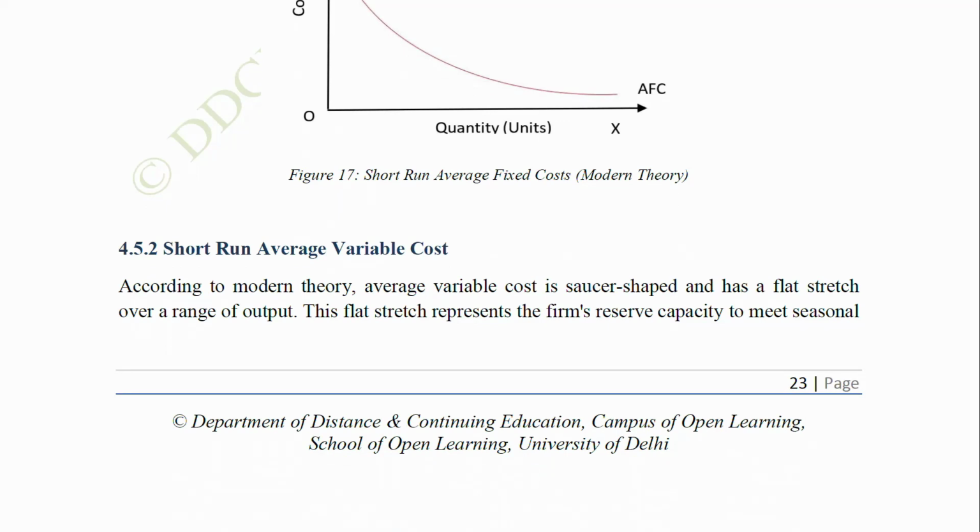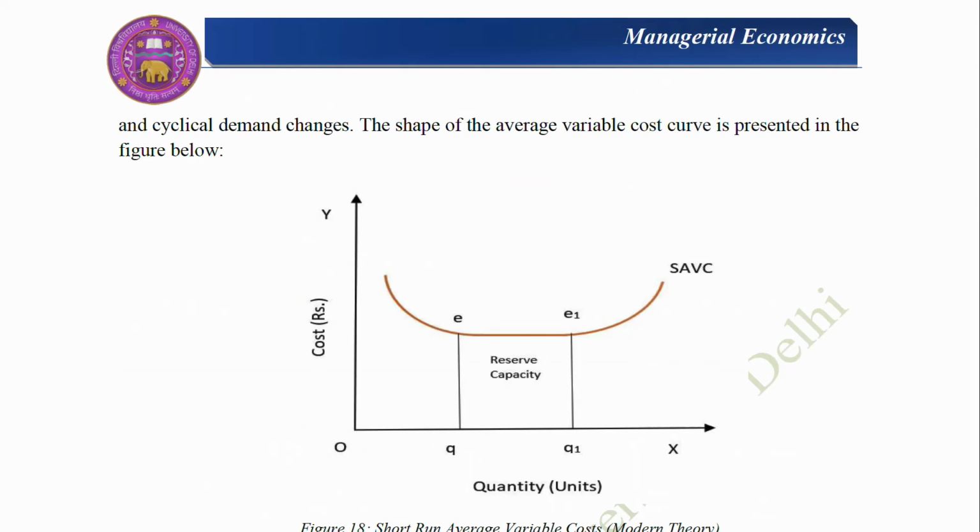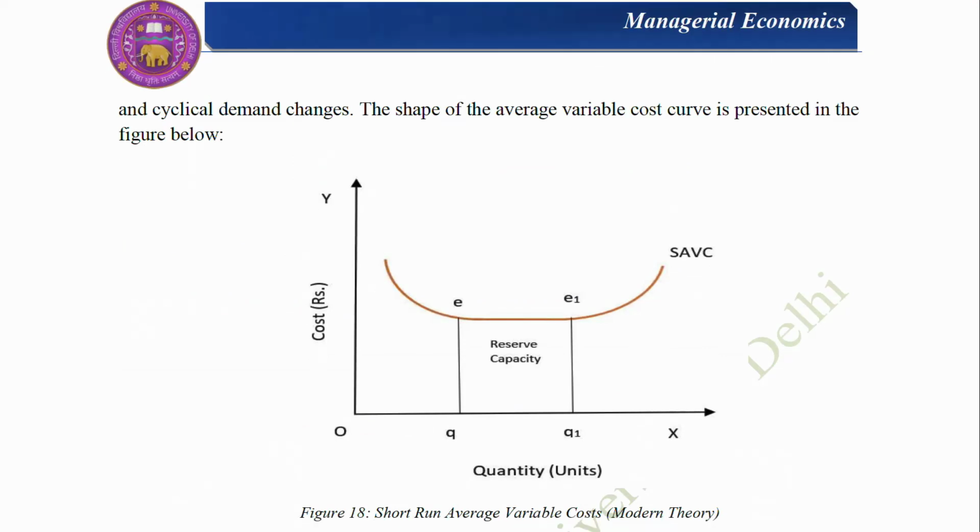4.5.2 Short-run average variable cost. According to modern theory, average variable cost is saucer-shaped and has a flat stretch over a range of output. This flat stretch represents the firm's reserve capacity to meet seasonal and cyclical demand changes. The shape of the average variable cost curve is presented in the figure below.